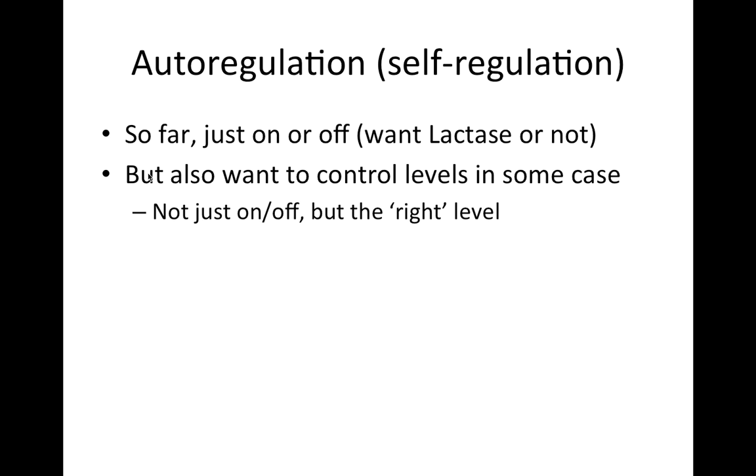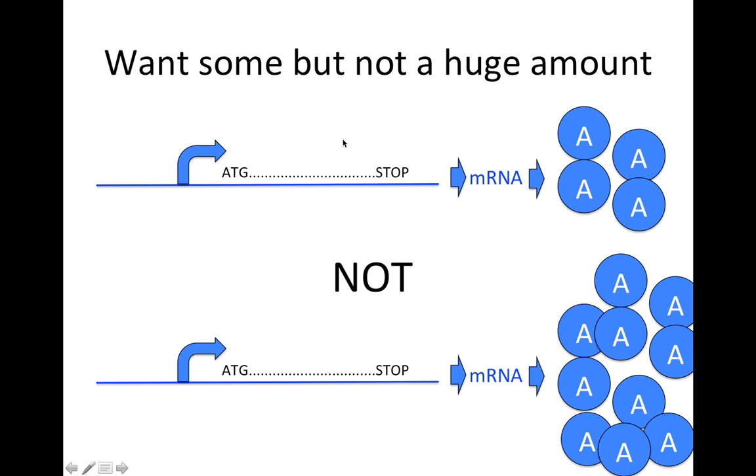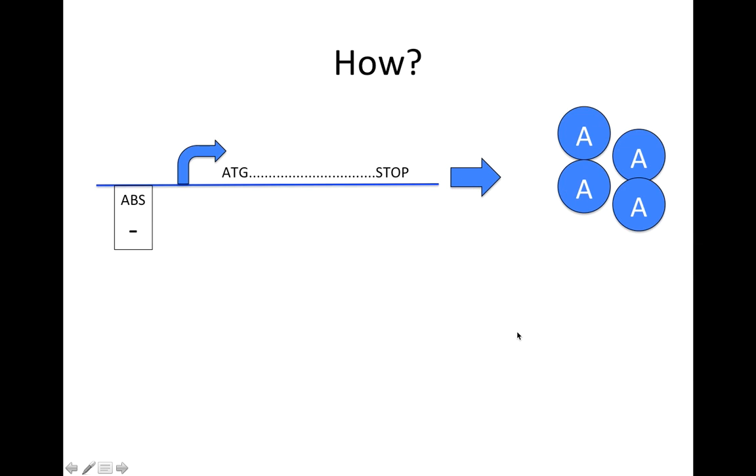Okay, so the next thing I want to talk about is autoregulation, which is when a gene produces a product that regulates itself. So far we've just talked about genes that are either on or off. So with lactase, it's either produced or it's not produced. But we also want to be able to control the levels in some cases. Sometimes it's not just that we want the gene to be all the way on or all the way off, but we want some intermediate level. So that means for this gene, we want to produce some amount of protein, but not a huge amount.